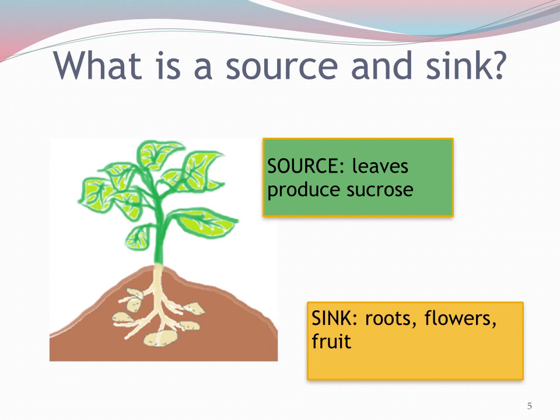Now the roots may change some of the sucrose to starch and store it. The flowers use the sucrose to make fructose, which is found in nectar. Later, when the fruits are developing, the sucrose may be used to make those nice juicy fruits.